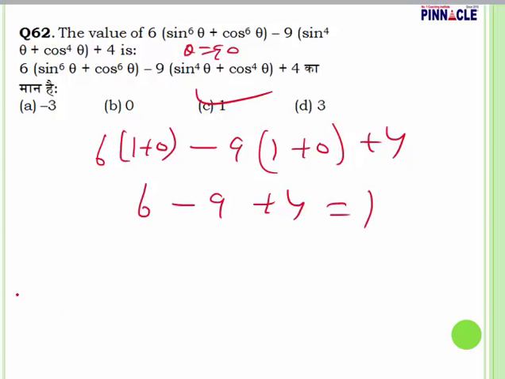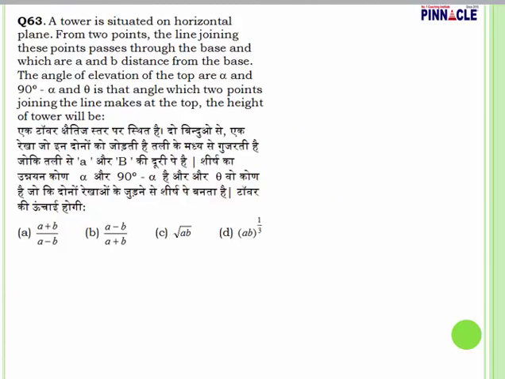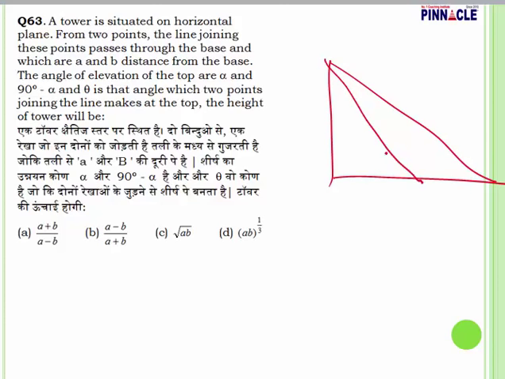Question number 63. And what is the question? A tower is situated on a horizontal plane. From two points, the line joining these points passes through the base, and which are A and B. Distance from the base, this is the tower, line A and B. If A, then this should be equal to B, this is B from here to here.